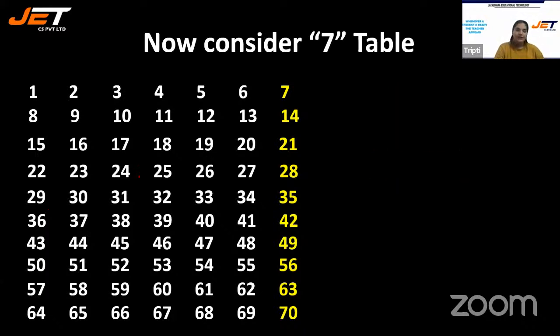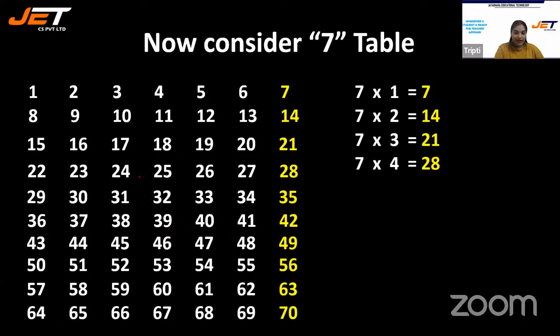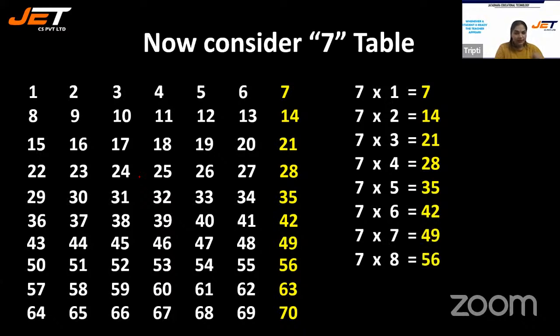So 7 times 1 is 7. 7 times 2 is 14. 7 times 3 is 21. 7 times 4 is 28. 7 times 5 is 35. 7 times 6 is 42. 7 times 7 is 49. 7 times 8 is 56. 7 times 9 is 63. And 7 times 10 is 70.